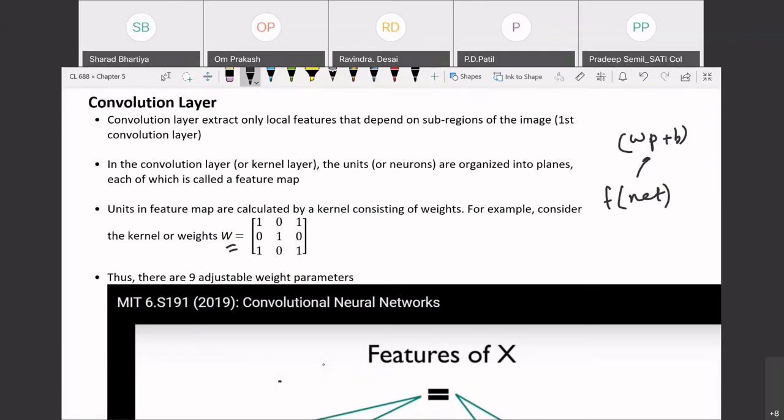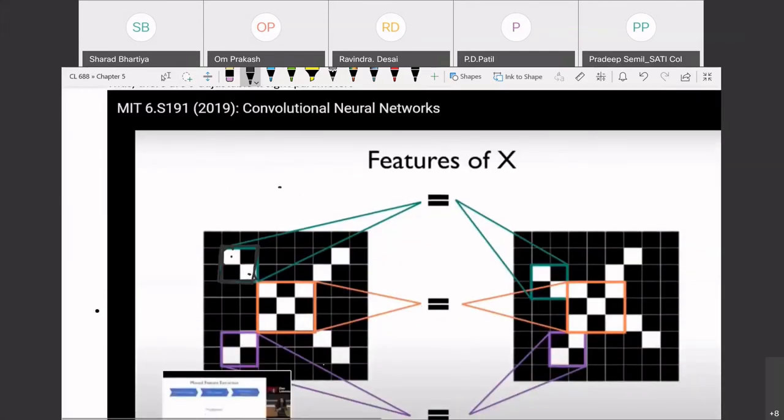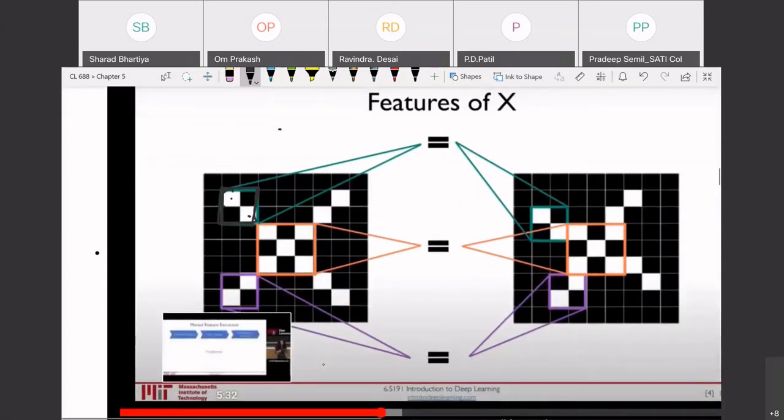I saw that there was a very nice video on convolution neural networks on MIT's website, which I picked up just to show that there are certain features of X. One big problem peculiar to images is, let's say I have a face and I read it, and then this face is rotated, let me make it a long face.